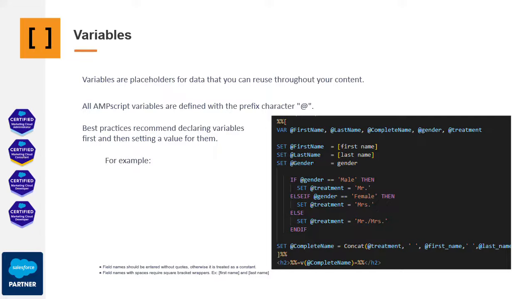Next, we declare the complete name variable, which combines all these fields. We essentially use concat, a function that, as the name suggests, concatenates text. We input the treatments, add a space to prevent text from merging, then include the first name, followed by the last name. Subsequently, we print this concatenated string.